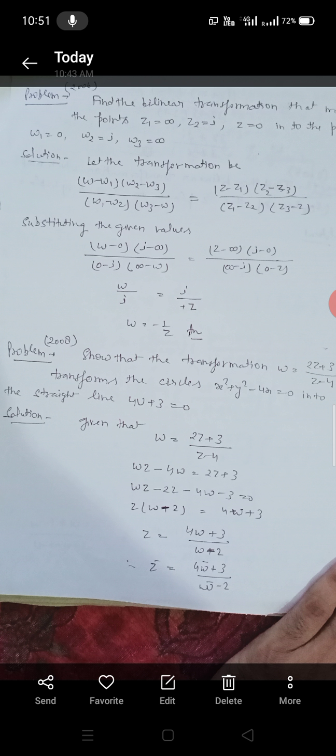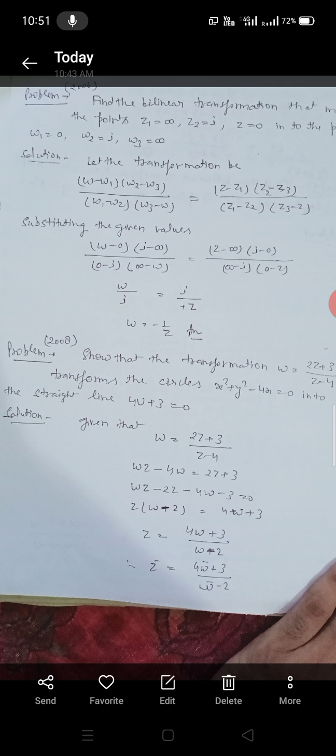Substitute the given values of w1, w2 and w3 and z1, z2 and z3. Finally, we get w upon i is equal to i upon z. So this can be written as w is equal to minus 1 by z.